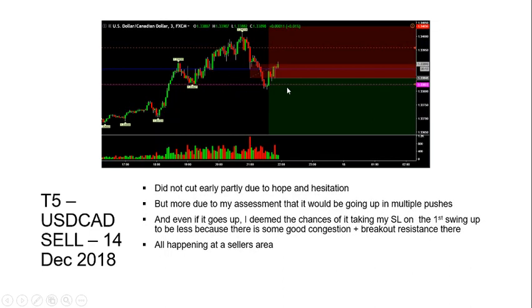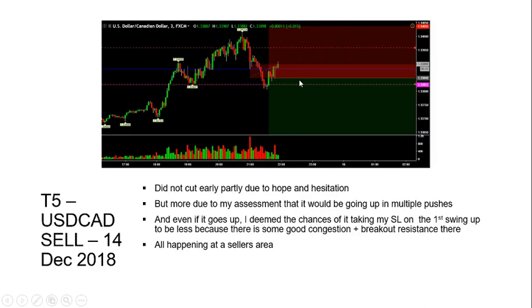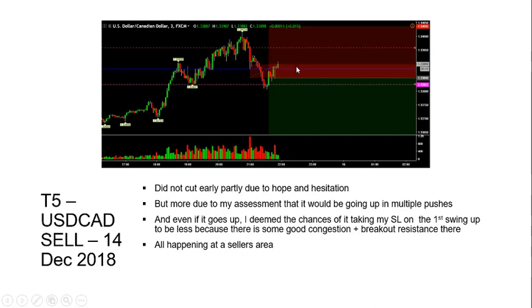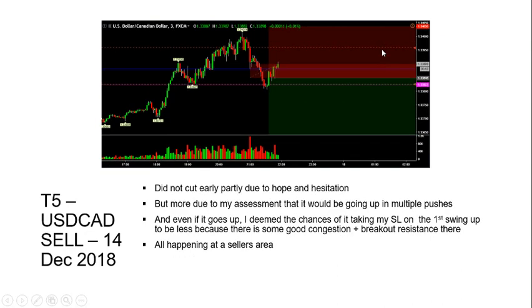But even though I realized that immediately after my entry, I didn't get out because I thought there was still good chances that my SL would hold, and I could get out potentially on a small pullback and then the second push for the buyers. That was my thinking. And it was also partly due to hope and hesitation that my SL wouldn't hold. But I think that was okay. I think that was justified somewhat.